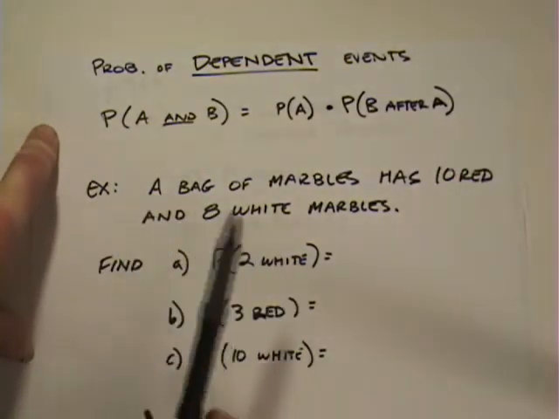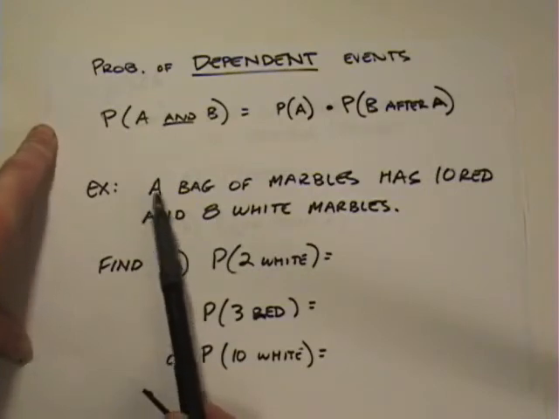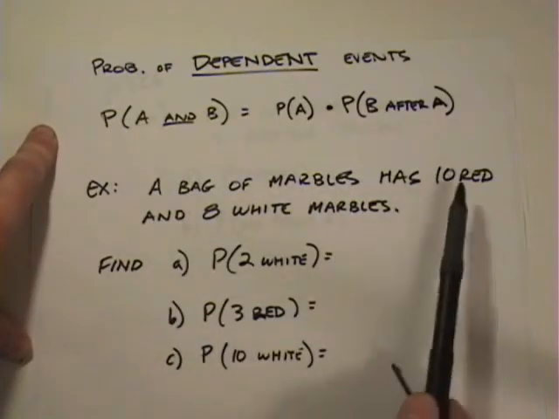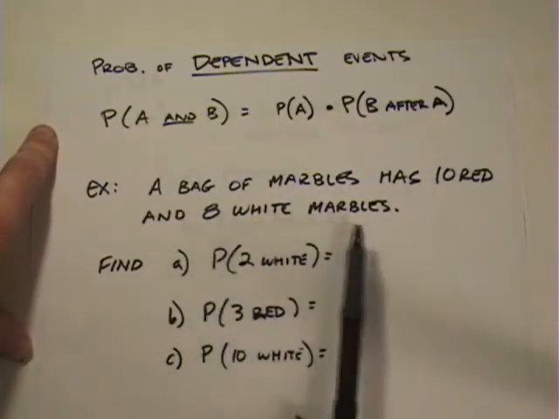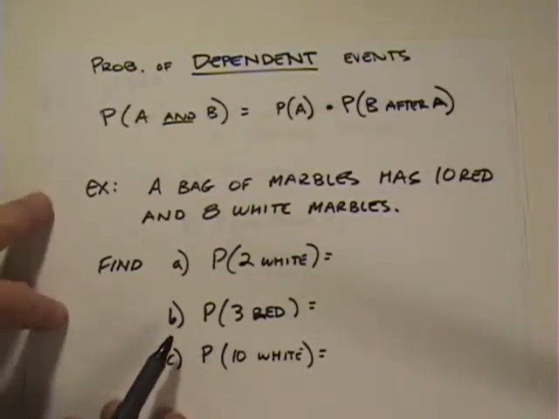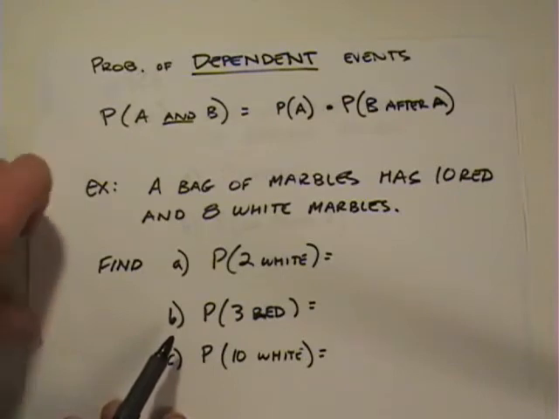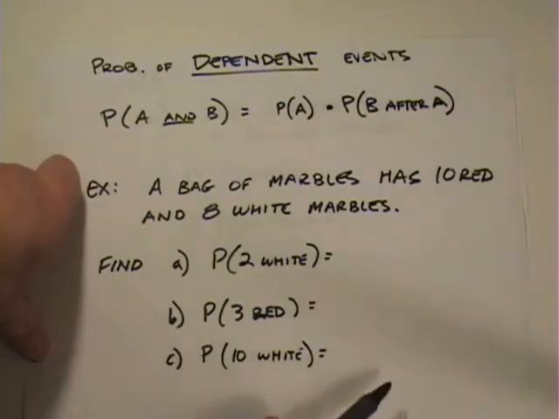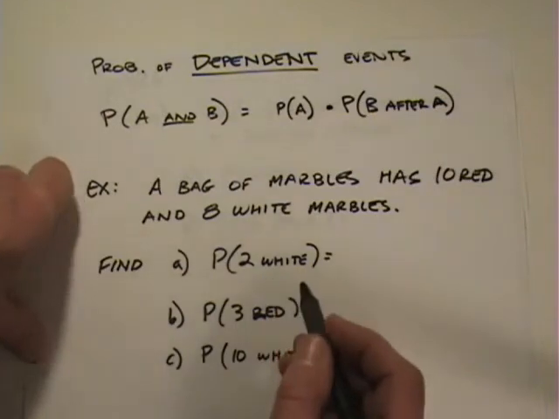So in this case, in our example, we have a bag of marbles. It has 10 red marbles and 8 white marbles. So what's the probability that we reach into that bag and choose 2 white marbles? Well, how we choose them, we could choose 2 at the same time, but it's really important to understand that it really wouldn't make any difference if we chose one, then the other, and then looked at them. So we're going to break it down into those 2 probabilities.